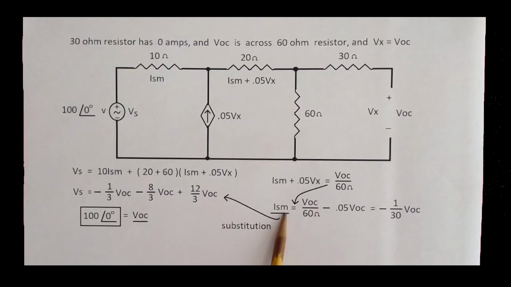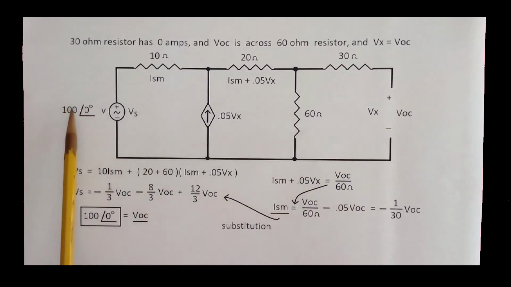We find that ISM is equal to minus 1 over 30 VOC. So ISM substitution, negative 1 over 30 VOC for ISM. And we get these results. We end up with replacing our voltage source with the value, the phasor value. VOC is, surprise, equal to 100 at 0 degrees.